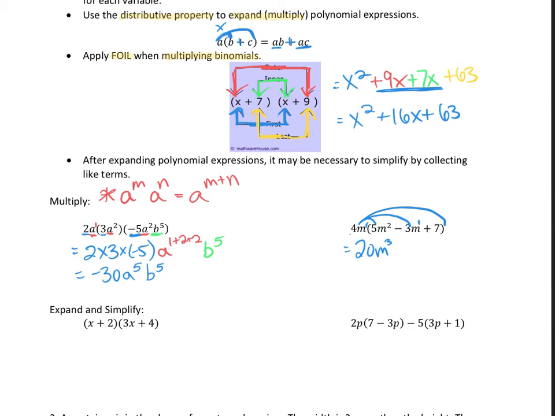4 times a negative 3 is going to be a negative 12m, and we add our exponents. 1 plus 1 is 2. And then finally, 4m times 7 is going to be 28m.